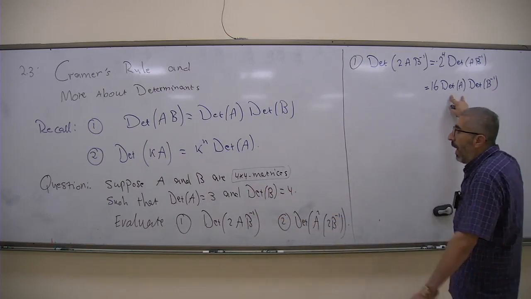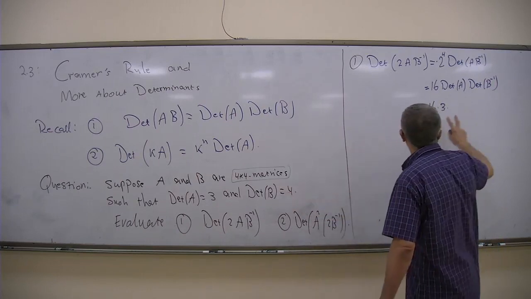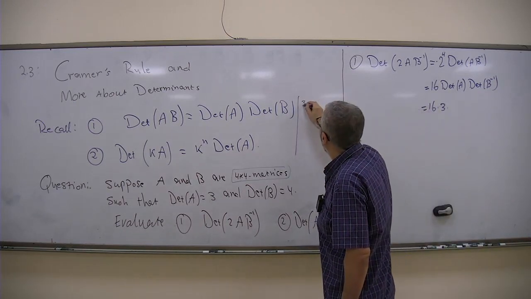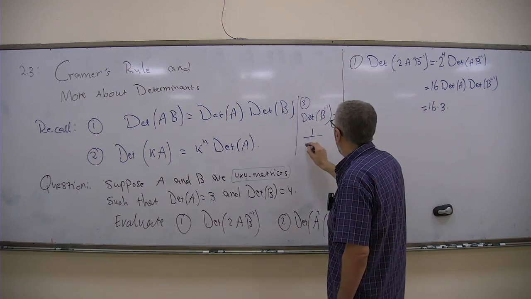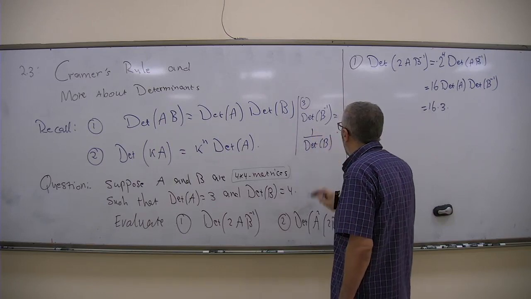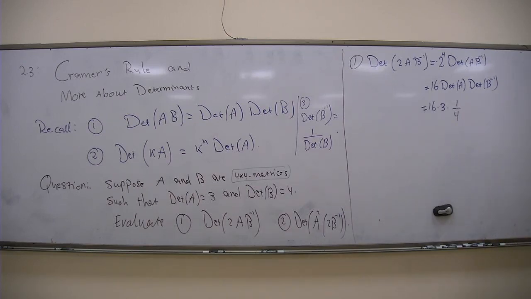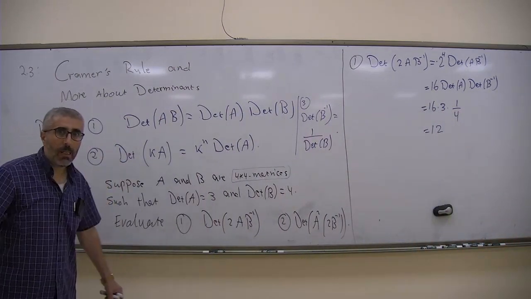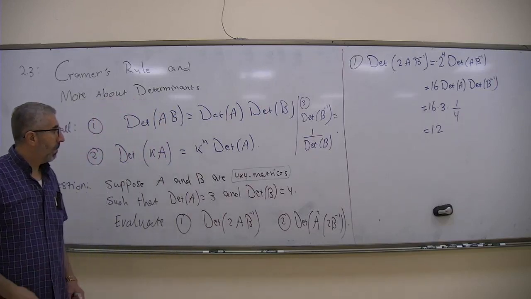Now, determinant of A, you have it. It is a 3. So this is 16 times 3. Now, what's determinant B inverse? Determinant B inverse is 1 over determinant B. We already talked about that. So that is going to be 1 over 4. So the answer is 12. Think about it. Is it clear? All right. If it's not clear, you ask me in the live session when we meet. All right.